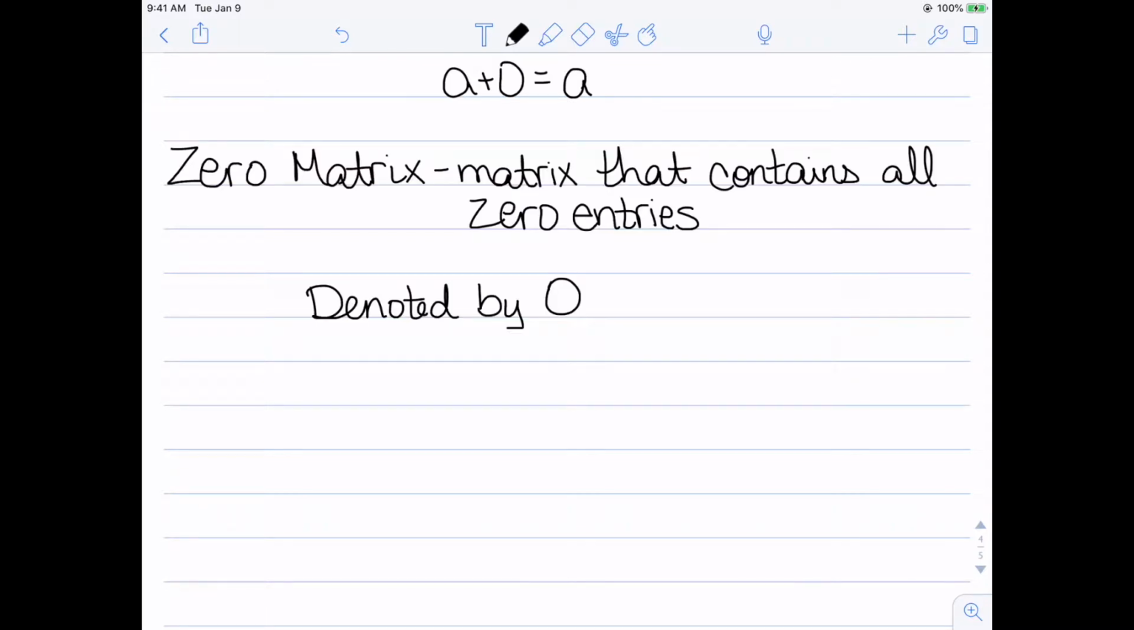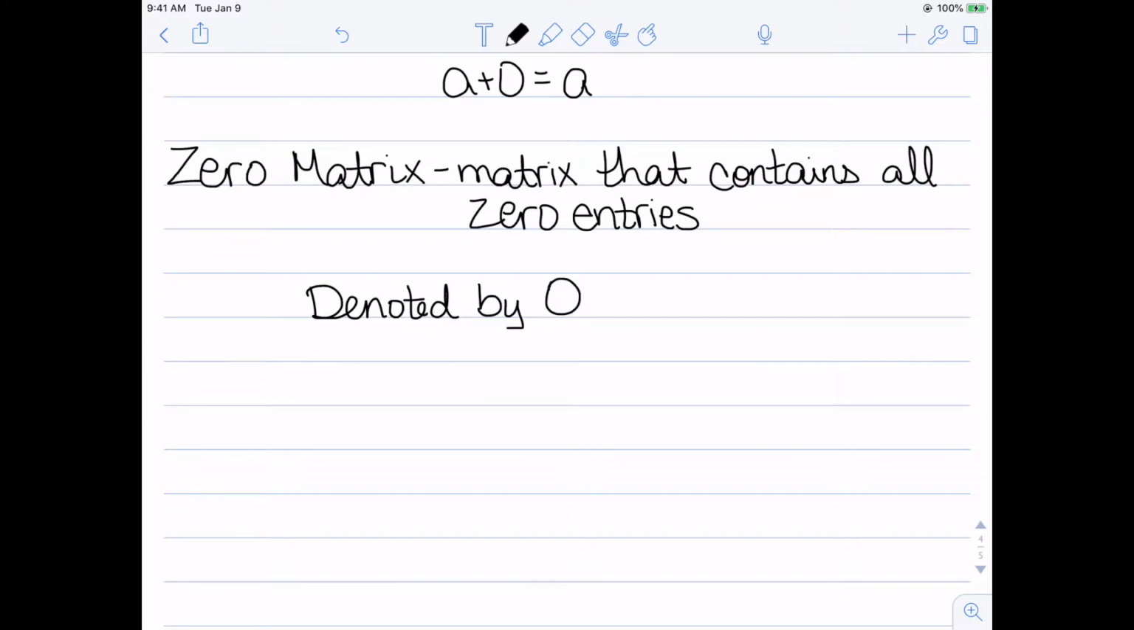Now that I've discussed how to add and subtract matrices, I want to start to look at some of the properties of addition and subtraction for matrices. One of the most basic properties of our addition of real numbers is the additive identity, this idea that a plus 0 is equal to a for any real number a. So first, I want to be able to extend this idea to matrices, this idea of adding 0. The zero matrix is going to be a matrix that contains all zero entries. So it can be whatever size we need it to be for our particular problem, but every single entry in that matrix is a zero. And we denote it by just a zero.